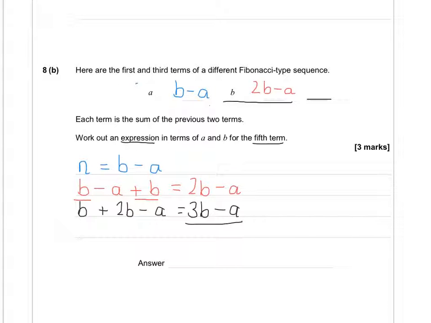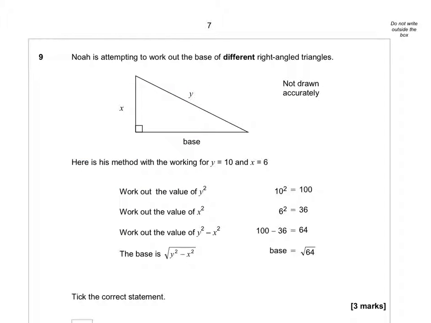Okay, right, next one. So we have Noah, and he's attempting to work out the base of different right angle triangles, like you do. And so here we have a Pythagoras question. Now, how do we know Pythagoras? I know it's Pythagoras because it's a right angle triangle and we're finding a missing length. There's no angles or anything, so I know it's not trigonometry. Well, there's a 90-degree angle, but there's no other angles. So no, it's Pythagoras. So we know that a squared plus b squared equals c squared.